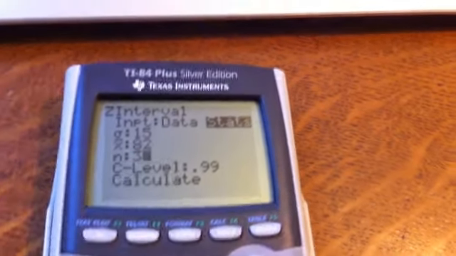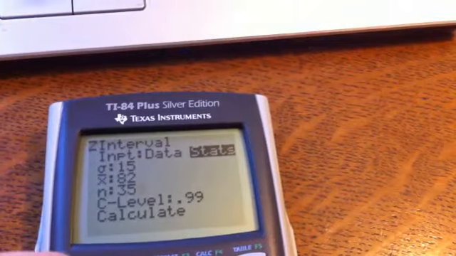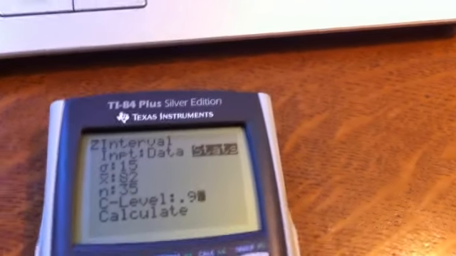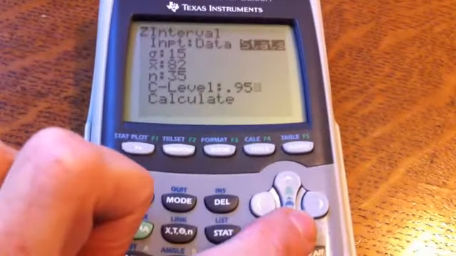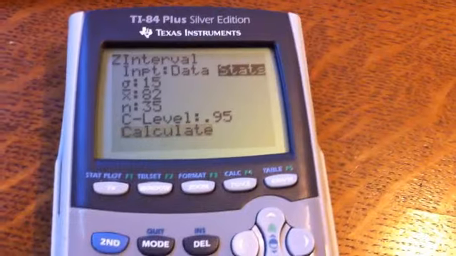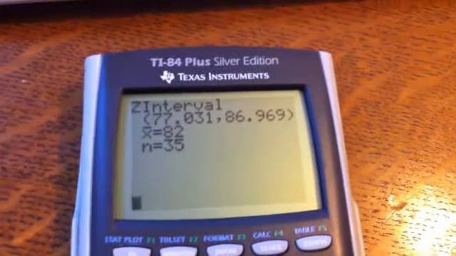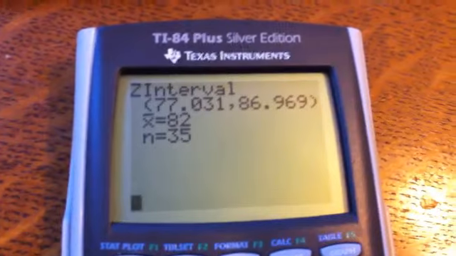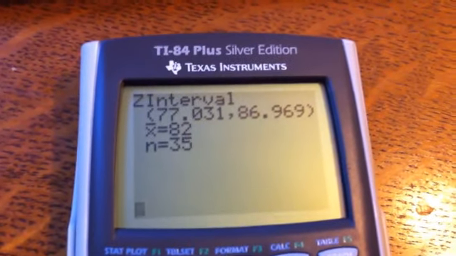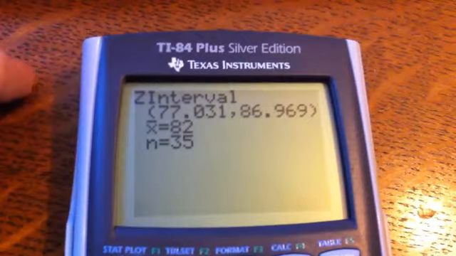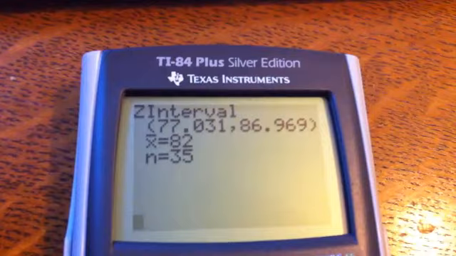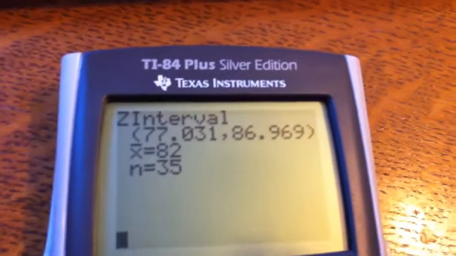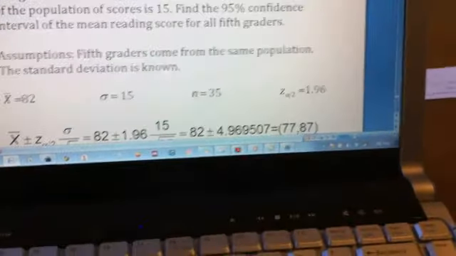N is 35, so I'm going to put in 35. And then I want a 95% confidence interval, so I need to change that to 0.95. Down arrow to highlight calculate and enter. And there's your confidence interval. So if we follow our rule, we were given a sample mean, so we rounded to the same decimal place as our mean was given. So whole numbers. Then this would round up to 77 and 87, which was what we had calculated in class.